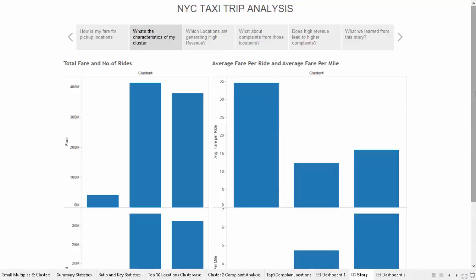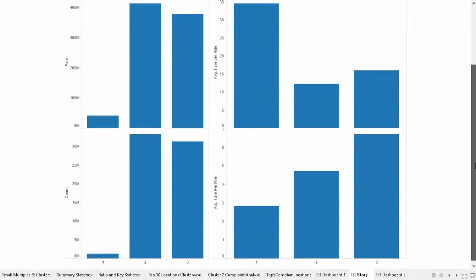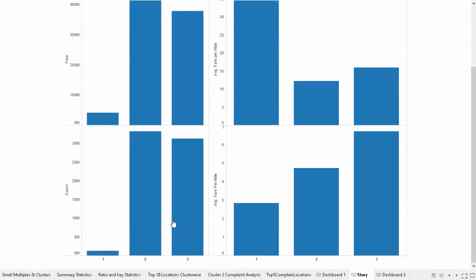Here you can see some key stats. I'll go through each one by one. So the first one shows the count of rides for the different clusters. Cluster 1 has the least number of rides, cluster 2 has the highest number of rides, and cluster 3 has a little less than cluster 2.